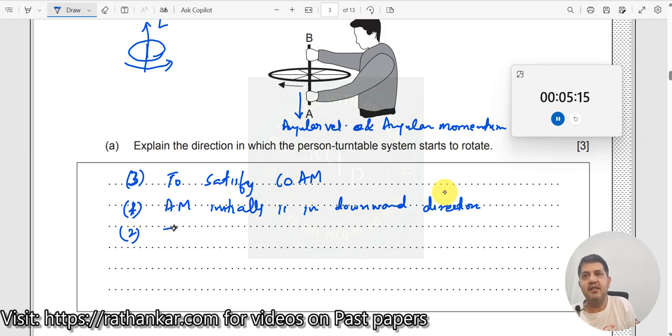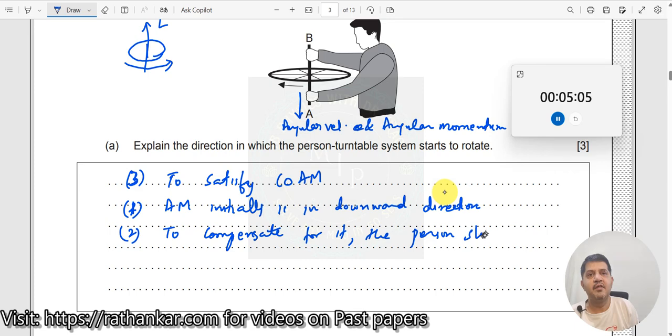Second reason, to compensate for it, the person should rotate in the opposite direction.